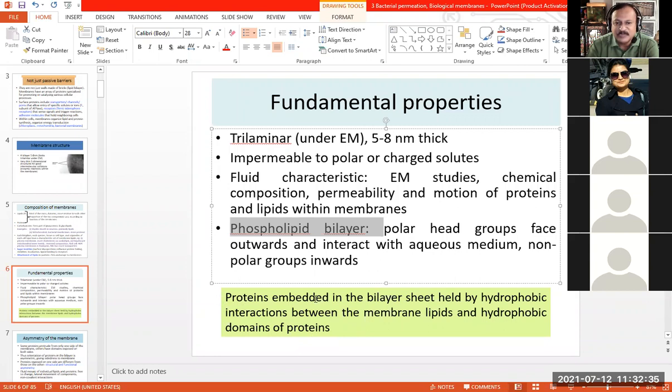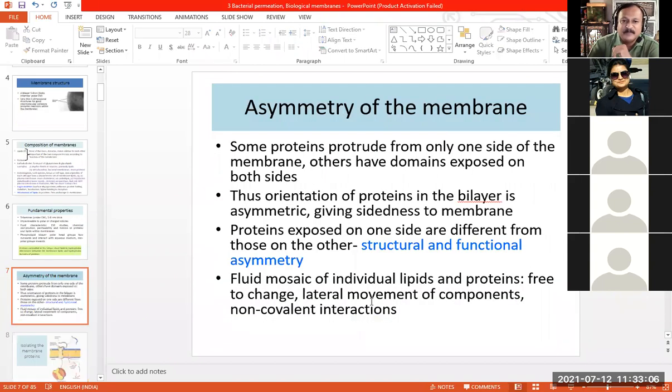Then there are proteins which are embedded in the bilayer, and these proteins are held by hydrophobic interaction. So there are hydrophobic amino acids in the proteins, and there are hydrophilic amino acids in the protein. Interestingly, what we find is that the hydrophobic amino acids in the protein are all associated with the membrane part, and that is how there is a firm attachment of the membrane proteins with the membrane. It is by virtue of the hydrophobic amino acids.